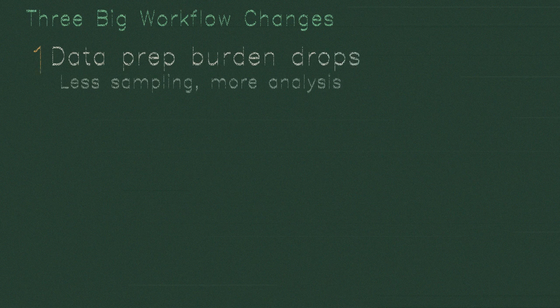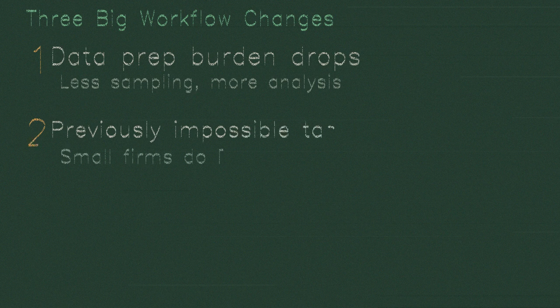Second, you can tackle problems that were previously out of reach. A small forestry consulting firm can now do the kind of large-scale canopy height modeling or species classification that used to require a team of remote sensing PhDs.